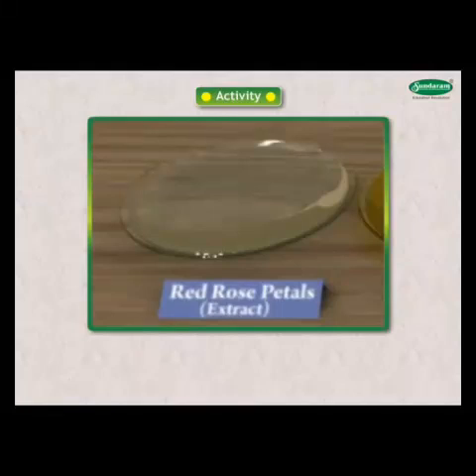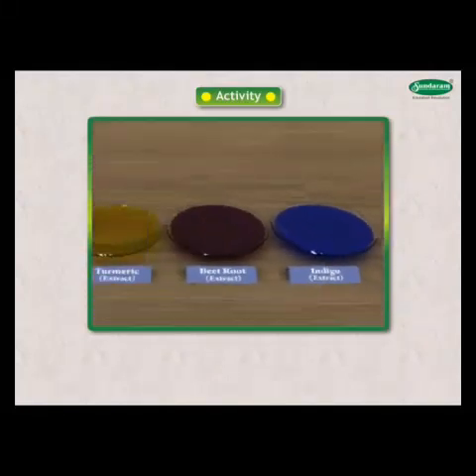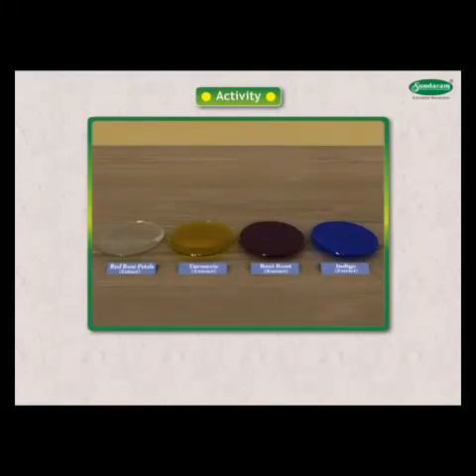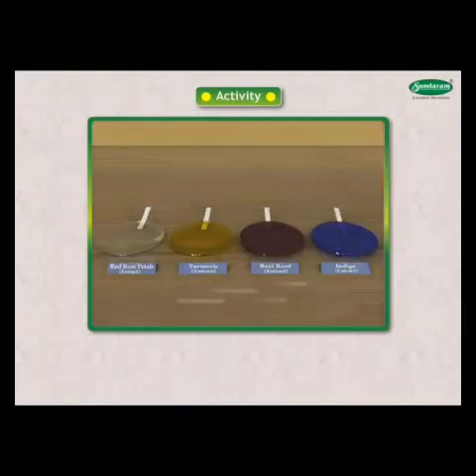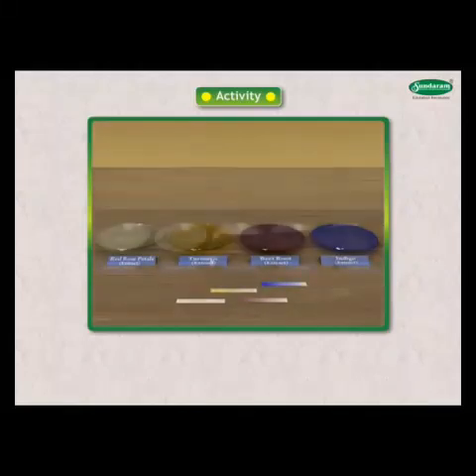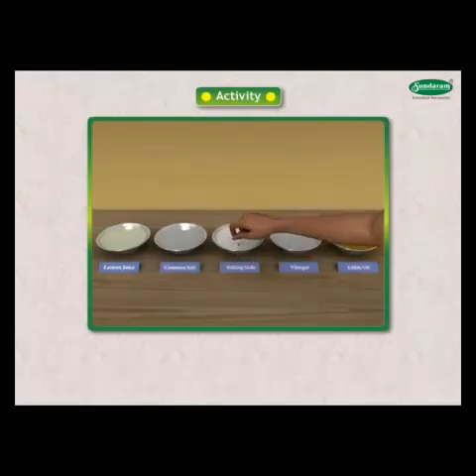Let us perform one activity. Prepare the extract of red rose petals, turmeric, beetroot and indigo. Keep the extract in 4 watch glasses. Cut small strips of white paper. Dip the strips in each extract several times. Dry them thoroughly. Then take 5 small china dishes with 5 solutions of lemon juice, common salt, baking soda, vinegar and edible oil. Dip 1 strip in each solution and note the change in color.